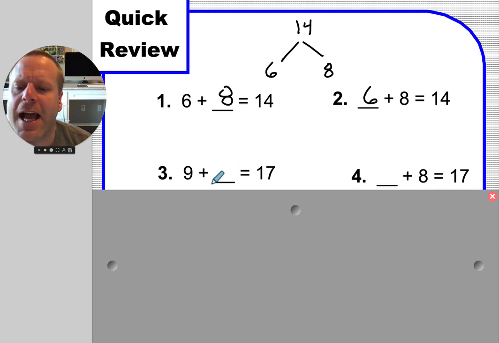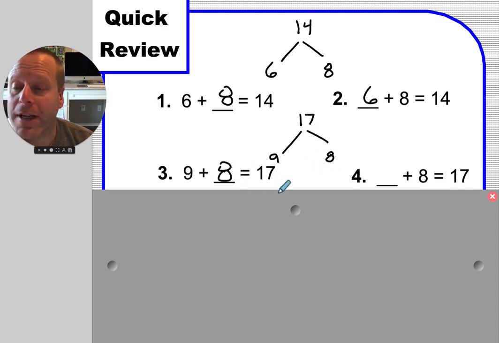Something plus 9, so 9 plus something equals 17. And then over here, it's something plus 8 equals 17. 17, when you break it apart, we get a 9. And the other part is that 8. 9 plus something must equal 17. The only something that's going to work in there is an 8.